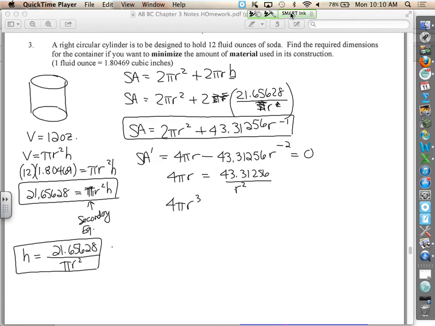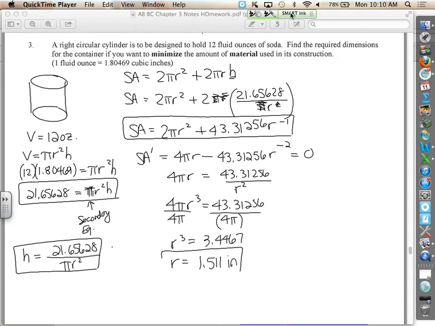I'm going to have an r times an r squared will give me an r cubed. And then if I divide by 4 pi, be careful. You've got to put 4 pi in parentheses when you type it in your calculator. We get 3.4467, and then the cube root is going to give me 1.511. This was measured in inches. Right? And if the radius is that, if I plug the radius back in here, I'll get a height of 3.019. And you can do that with your calculator there.